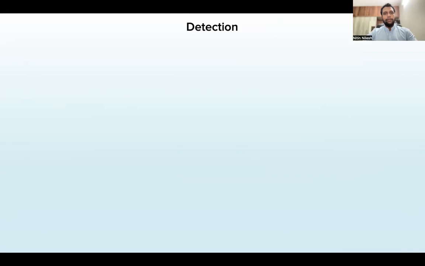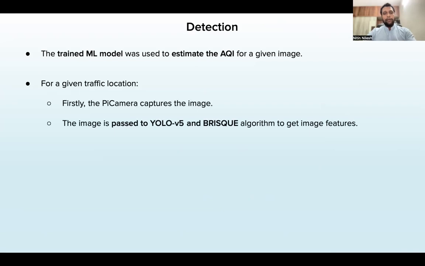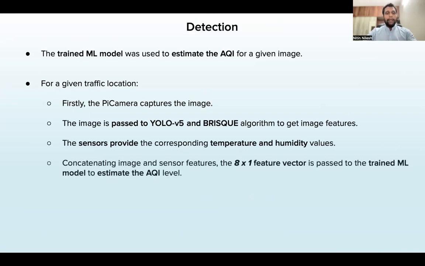Okay, so when the training was done, now the part of the detection. At the time of detection, we use this trained model to estimate the AQI for a given image. So for a given traffic location, firstly, the Pi camera captures the image, and the image is passed to YOLOv5 and the BRISQUE algorithm to get image features. The sensors provide the corresponding temperature and humidity values, right? From the image, we are getting 6 features. From sensors, we are getting 2 features. And in total, we have an 8 cross 1 feature vector, which is passed to the trained ML model, and in turn, it gives the estimated AQI level.